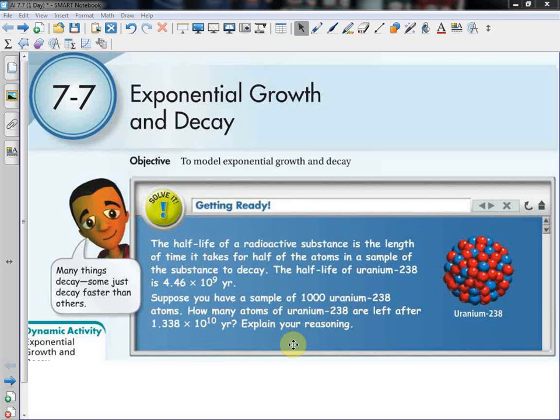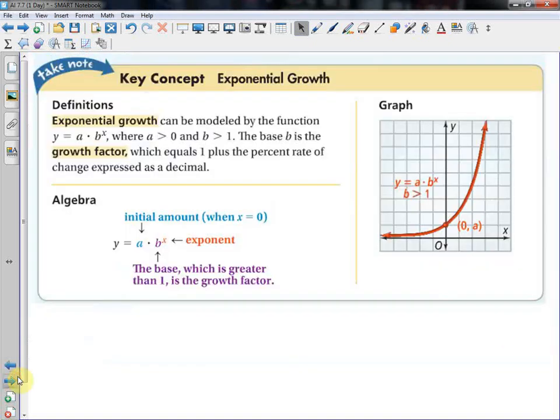Today we're talking about exponential growth and decay. Our objective today is to model exponential growth and decay. Here's a warm-up for you guys to try. Once you're done with the warm-up, please move forward.